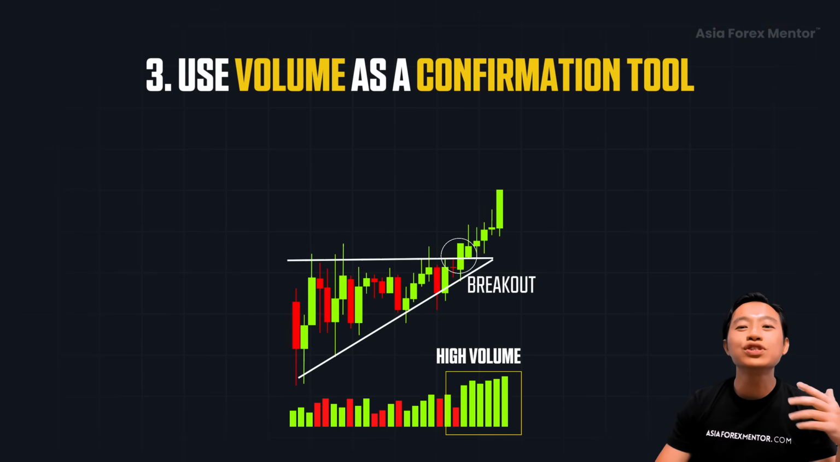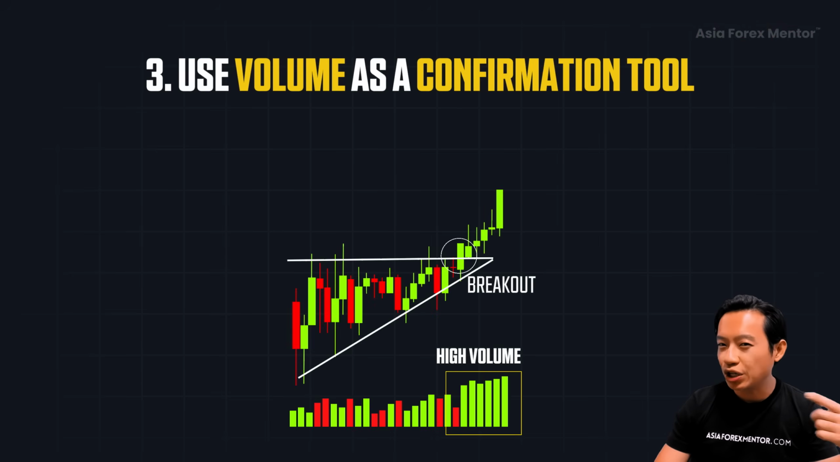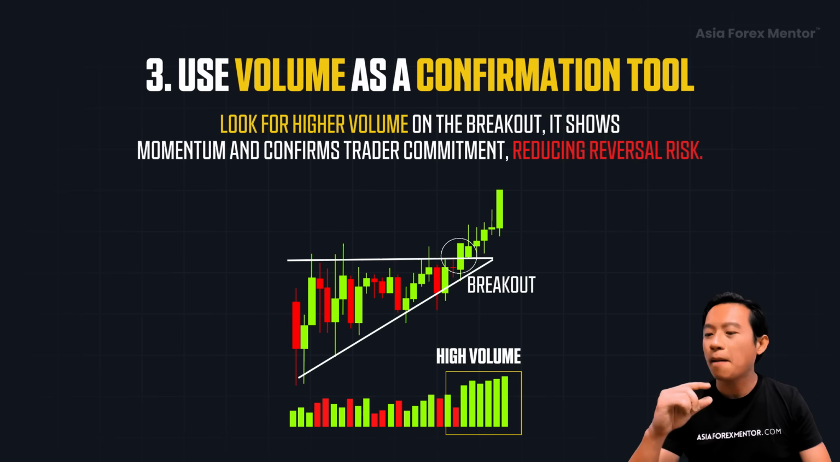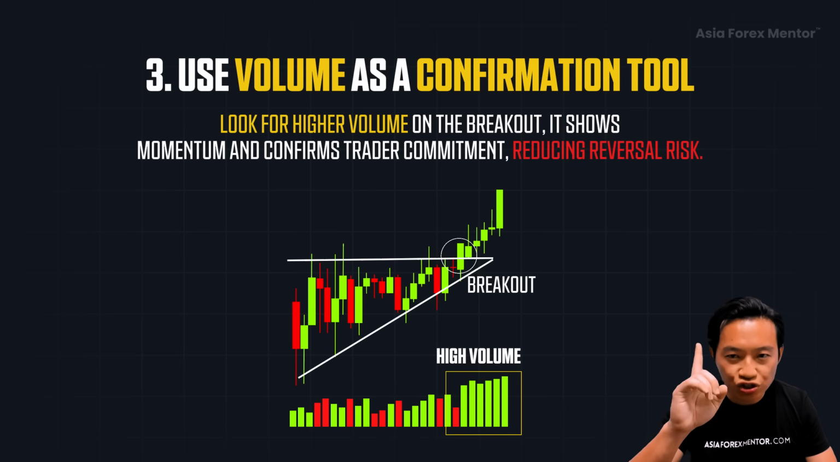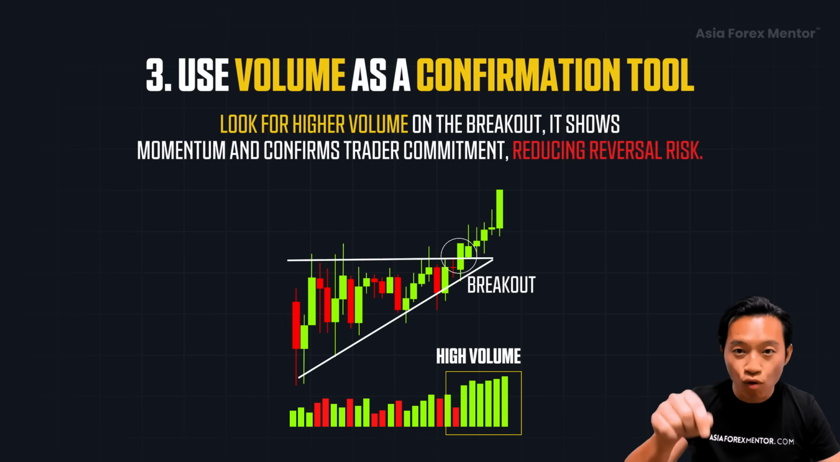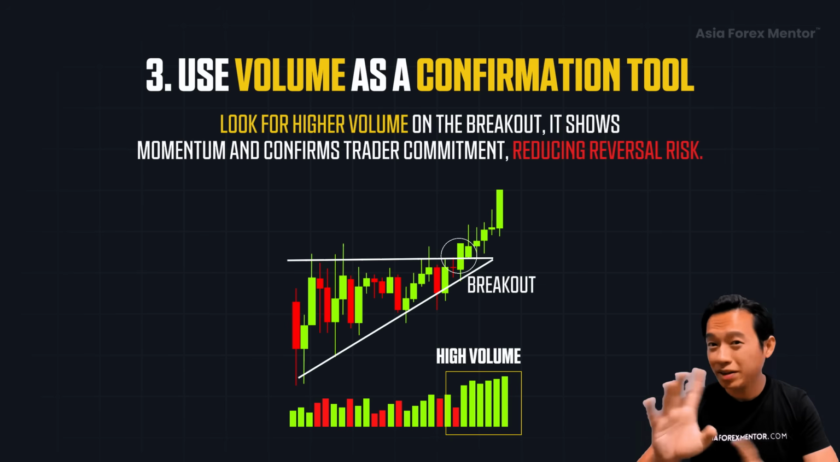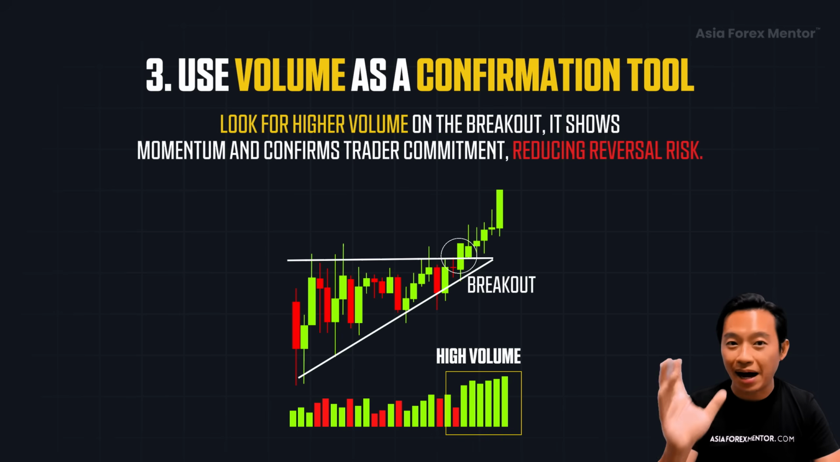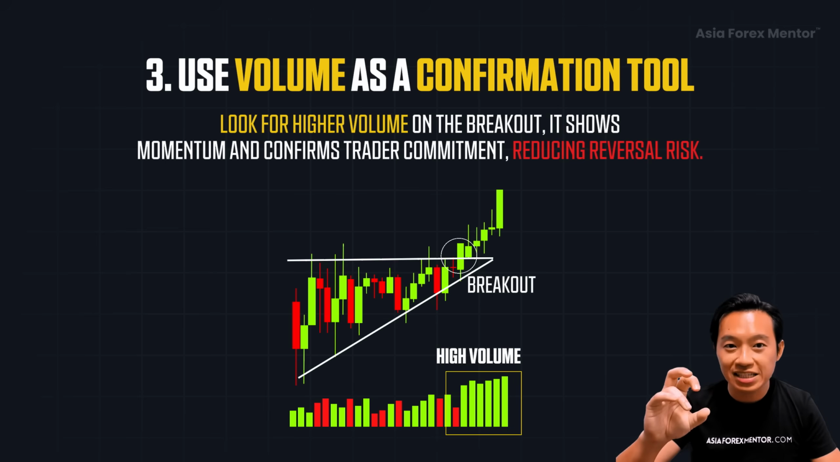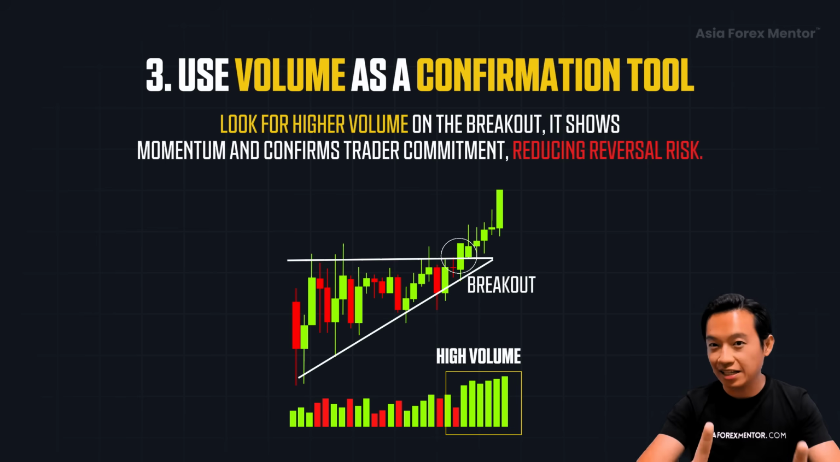The third way, use volume as a confirmation tool. You want to check the volume. If there's an increase in volume when price breaks out of the triangle, a strong breakout with high volume suggests that this move has momentum behind it. Momentum is the key. This is a signal that the buyers in the uptrend are committed, right? So this reduces the chances of price reversing suddenly.